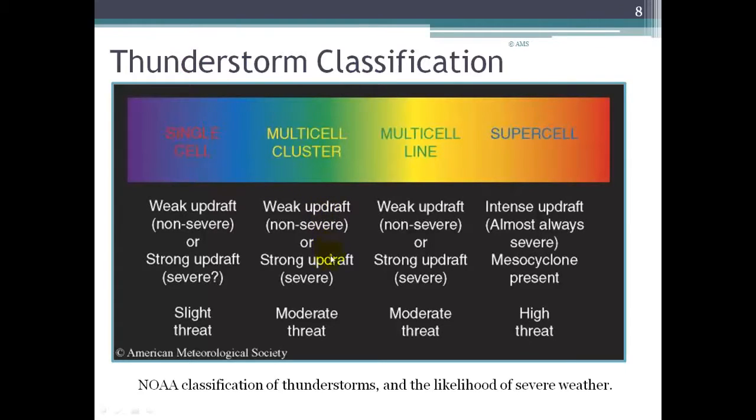So here again we have weak updraft, non-severe, or we can have strong updrafts. It just depends on the conditions. These are moderate threats. This is typically what we see during the monsoon season here, if it ever starts. The multi-cell line is associated with a front, typically, and we have a line of thunderstorms ahead of a cold front. So these can be, again, non-severe or severe. It's a moderate threat. And then the highest threat are what we call these supercell storms with very intense updrafts, almost always severe. There can be a mesocyclone, which we'll talk about a little later in this chapter, and these are very high threat.